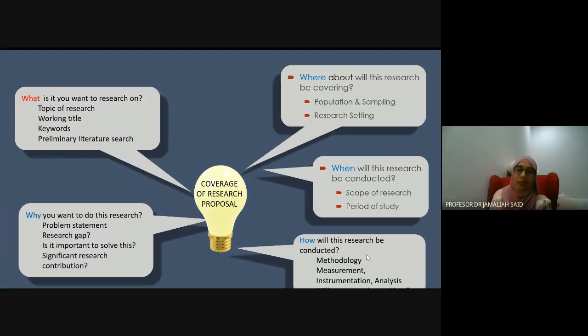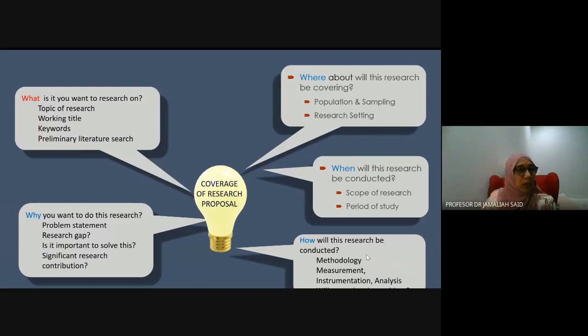When? Okay. Or maybe if you are doing a country level study, you are looking at what factors contribute to economic growth of developing countries. You are looking at data from 1980 to 2015. So when? So those are questions that you need to answer in your research proposal. And finally, how are you going to conduct the study? To answer the research objective, how are you going to conduct the study?